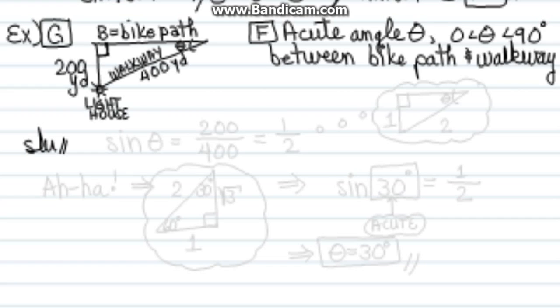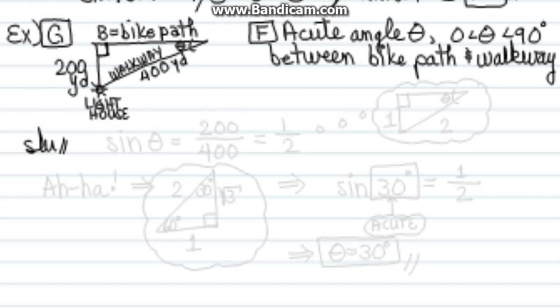Here we have a right triangle formed by a real life situation where we have a bike path on one of the legs and we have a 200-yard walk on the other leg, and then we have a walkway that is the hypotenuse of this right triangle. There's a lighthouse at one of the vertices, and the walkway is 400 yards long, and the angle theta is in the upper right corner of this right triangle.